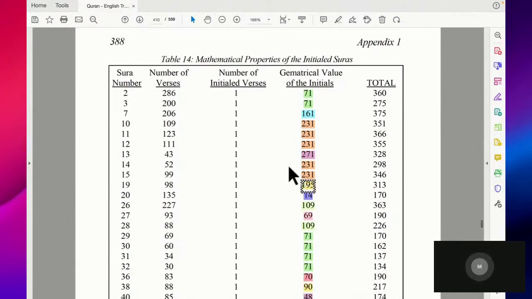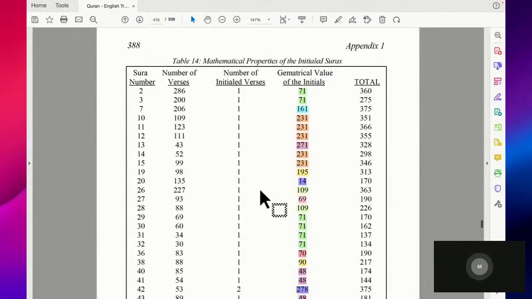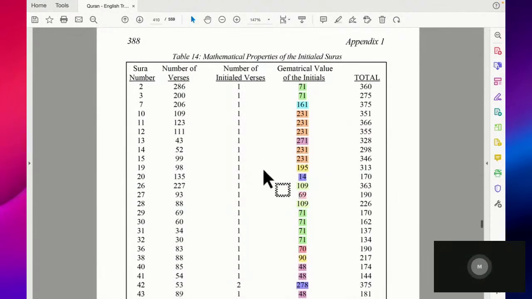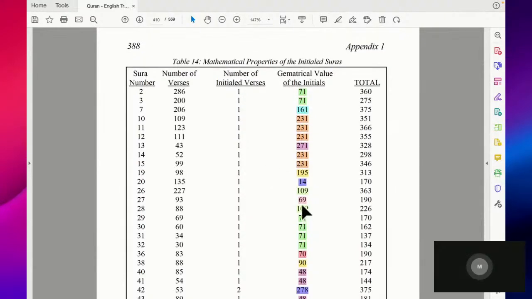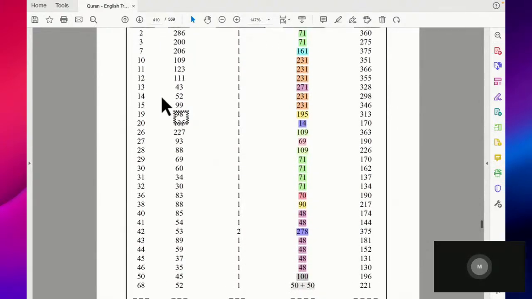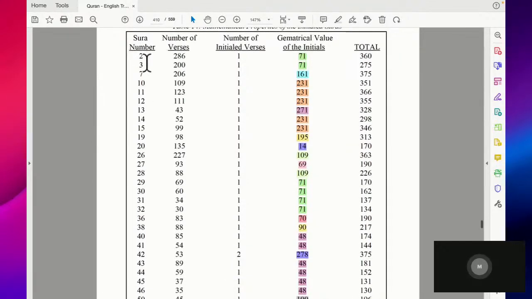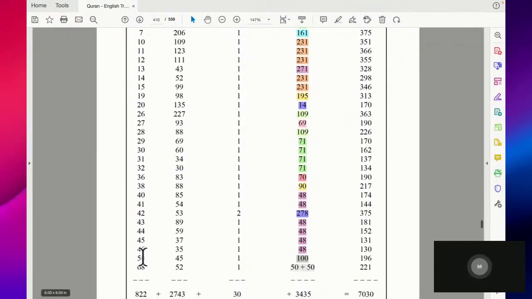So I did the same thing with this table, but before putting it in ChatGPT, I wanted to check something myself. So I had to do it one by one to make sure that these numbers are correct. So this table is the complete list of all the initial surahs. So we have the surah's number on the left, starting with surah 2, 3, 7, 10, and going up all the way to 50 and 68.